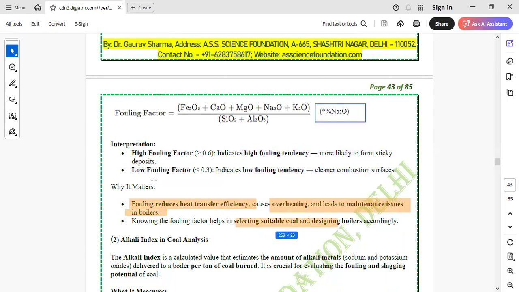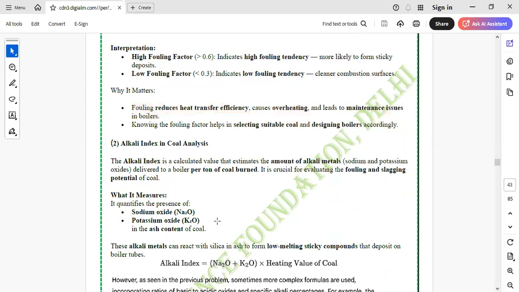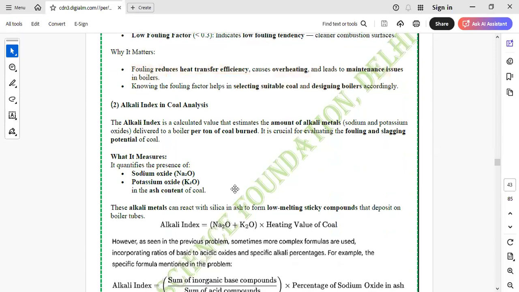And selecting suitable coal and designing the boiler, this will help you in doing that. Next up is alkali index. Alkali index क्या होता है, right? तो alkali index का भी आपको ध्यान रखना है because it is also a new term that can puzzle you again. So when you talk about alkali index in coal, क्योंकि कल हम एनर्जी पढ़ रहे थे तो कोल के बारे में डिटेल पता होनी चाहिए.